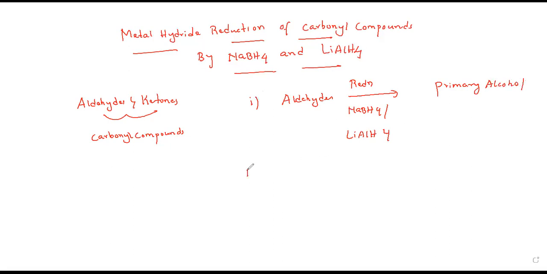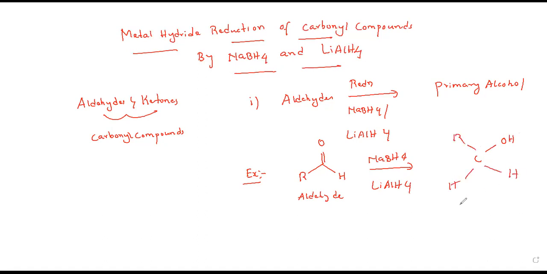For example, if you see the reaction, you know the general formula for aldehyde is RCHO. Aldehyde, when it is subjected to reduction in the presence of sodium borohydride or lithium aluminium hydride, you are going to get a primary alcohol. So this is a primary alcohol.